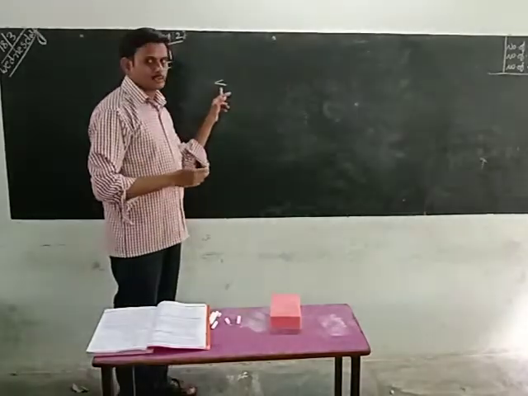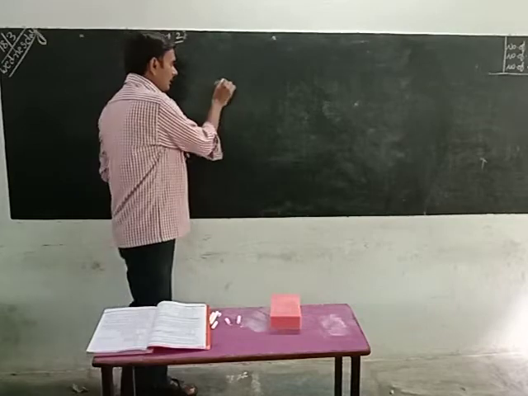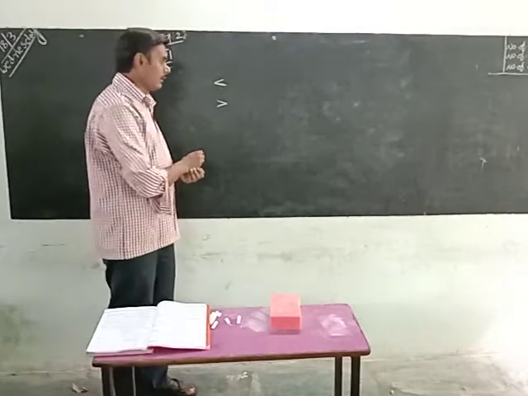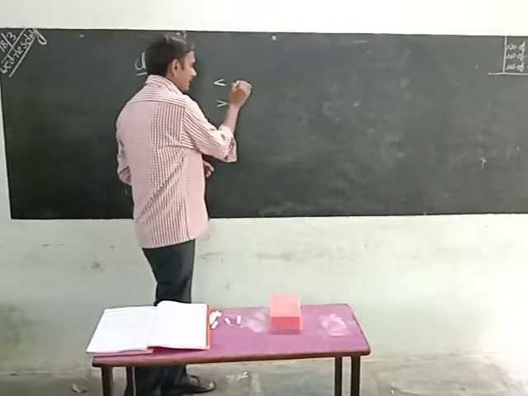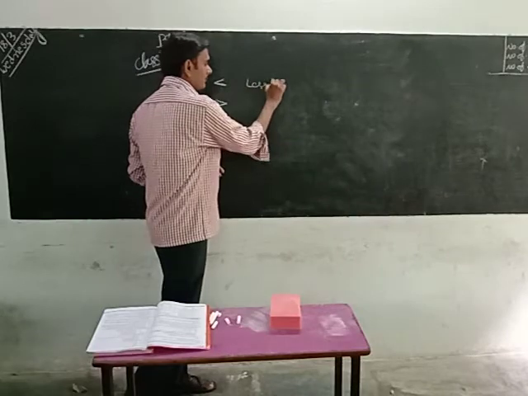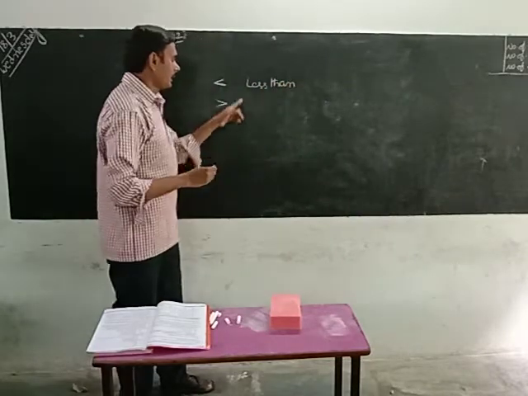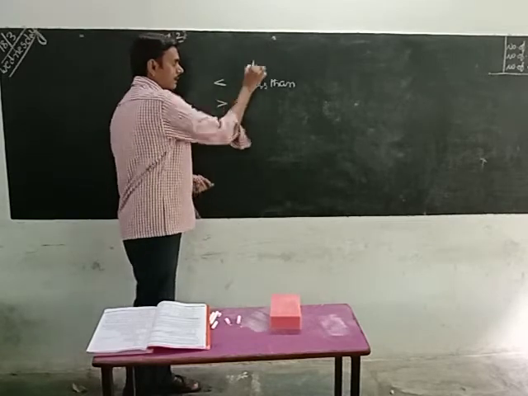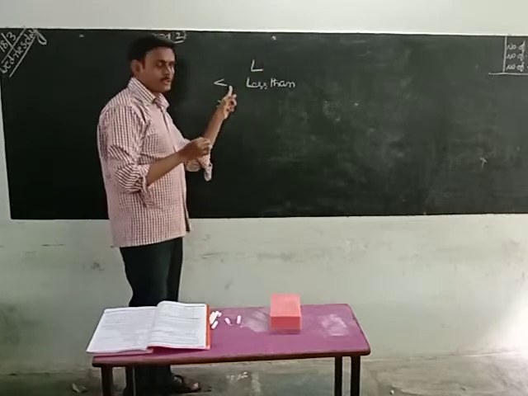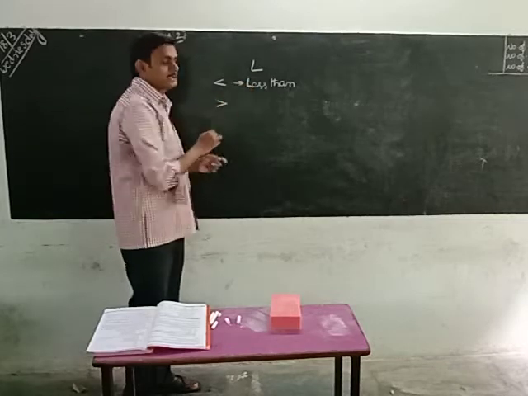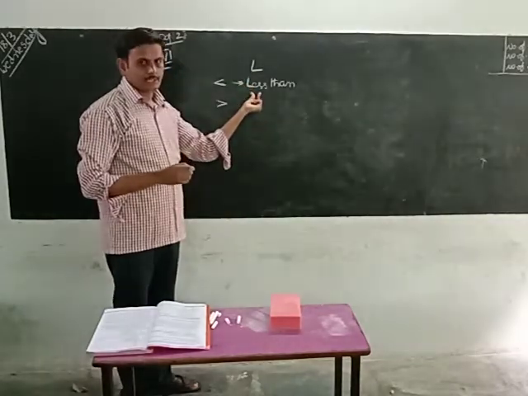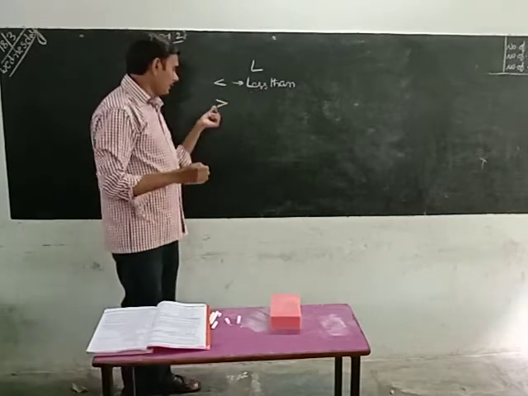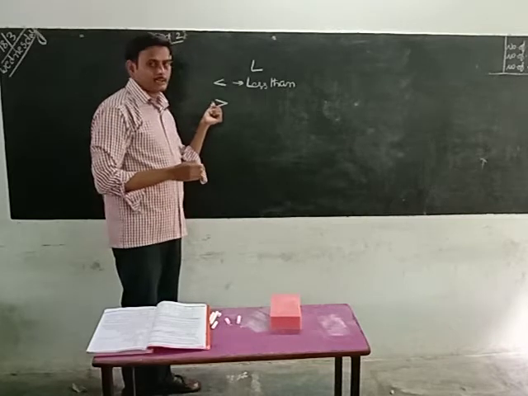What is the name of this one? If you observe here, it is open at the right side. In English alphabetical letters, we take L for less than. If I write L, the right side is open. This is also right side open. That means the symbol name is called less than. What is the name of this symbol? Less than. What is the name of this one? Less than.